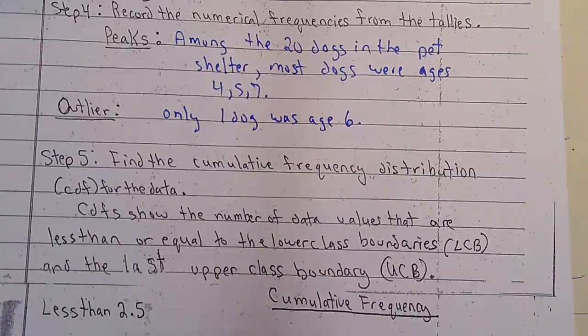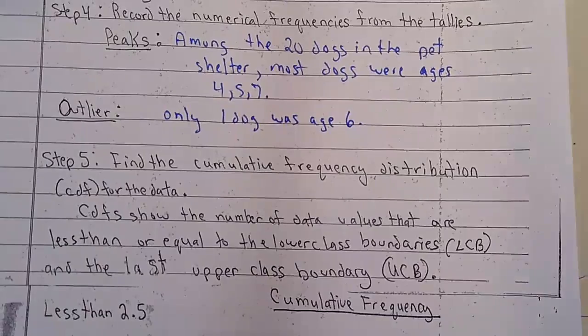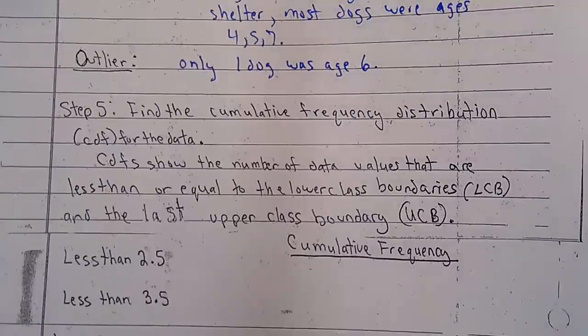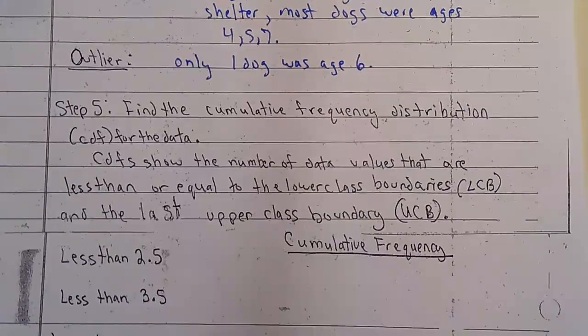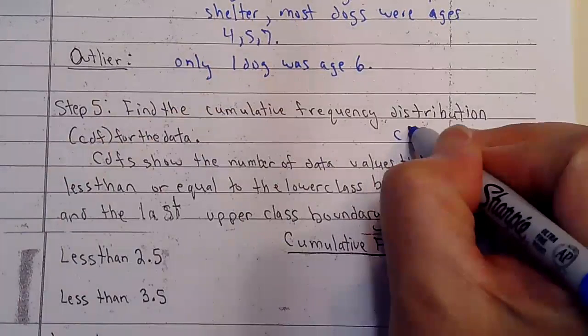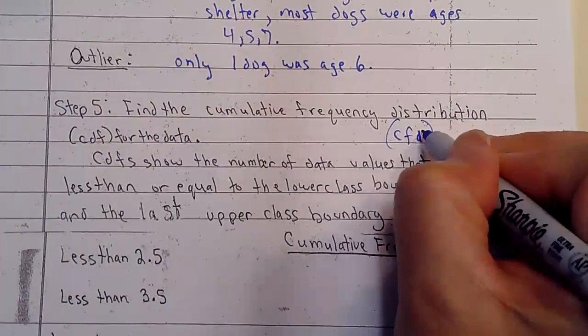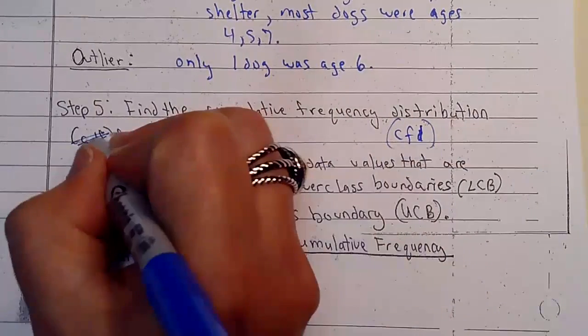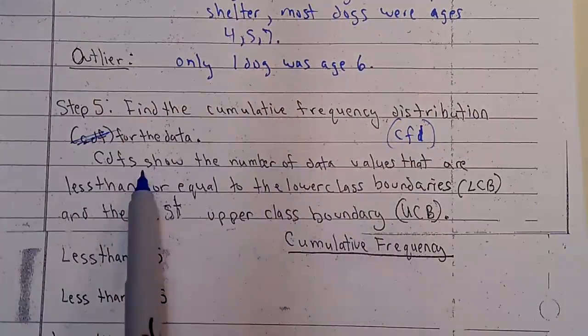Okay, next it looks like we're going to do another little cumulative frequency, just like we did at the end of the other group frequency distribution. And remember, this is called an ungrouped frequency distribution. They also have a cumulative frequency on that. Find the cumulative frequency distribution, and I have CDF. I meant to say CFD, cumulative frequency distribution for the data.